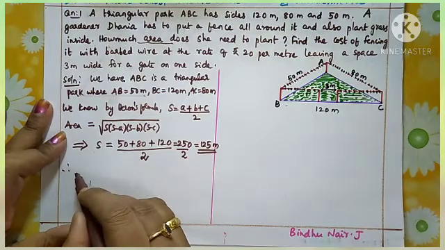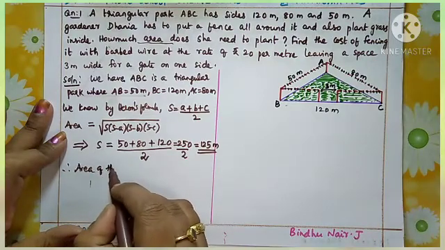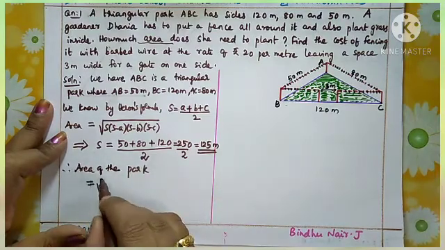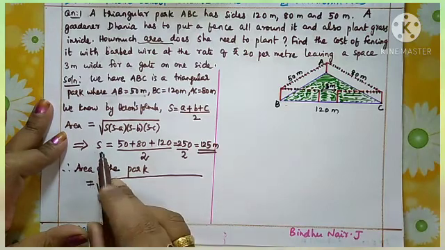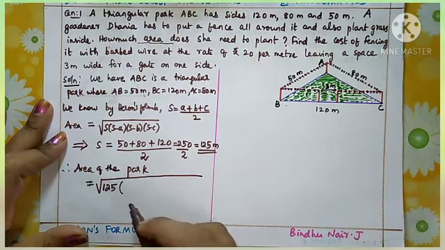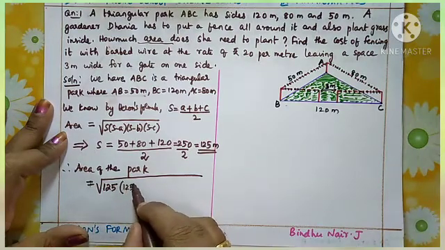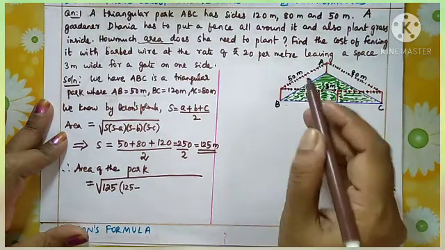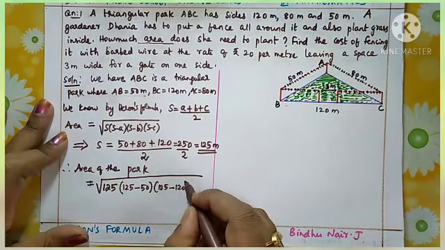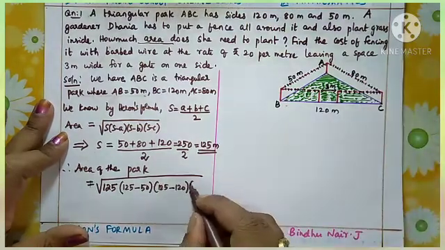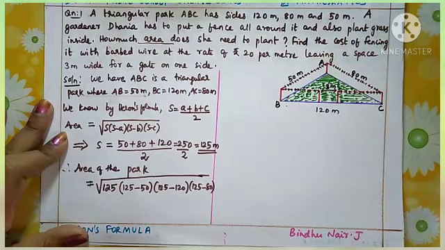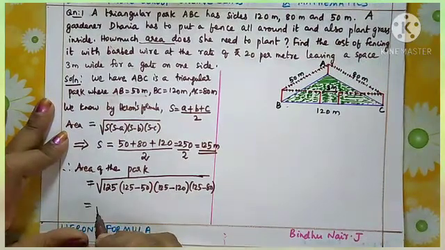Now we are going to find the area of the park, which is equal to root of S. Put the values. First S, that is 125, into S minus A, that is 125 minus the first side, 50, into 125 minus 120, and 125 minus the third side, 80. Understood all of you? Now you simplify.